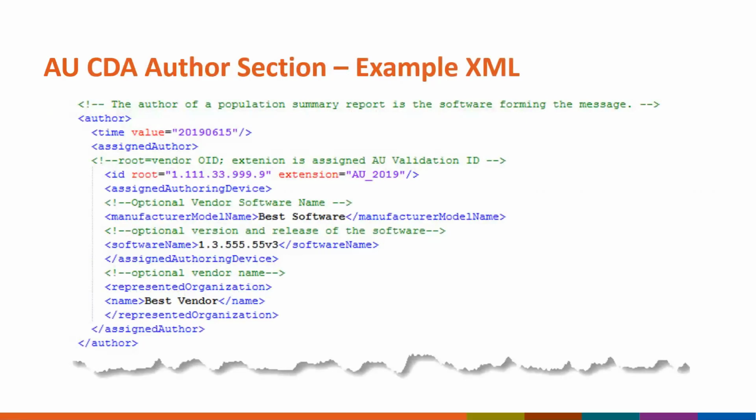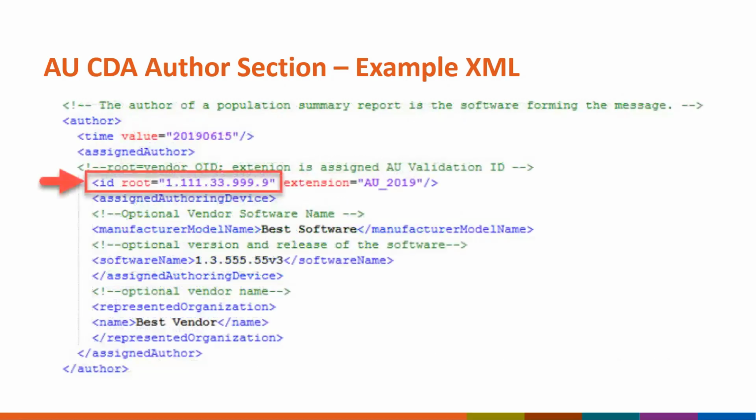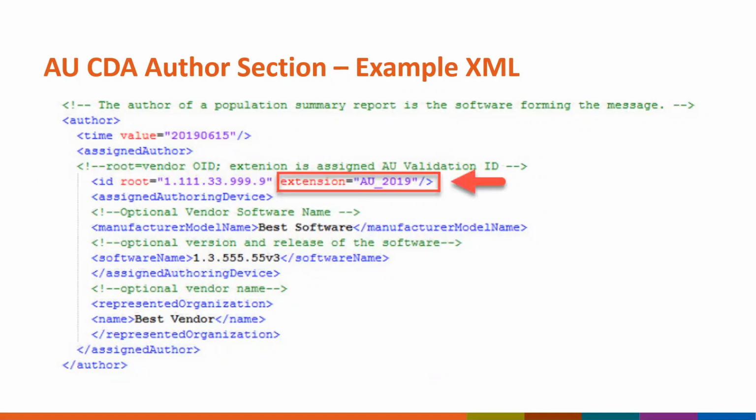Next, I'd like to show the author section of the AU CDA and the expectations for including SDS vendor information. This slide shows an example of the XML coding of the author field. As highlighted here, the ID root must contain your vendor OID. And on this slide, highlighted, the extension must contain the SDS validation ID.